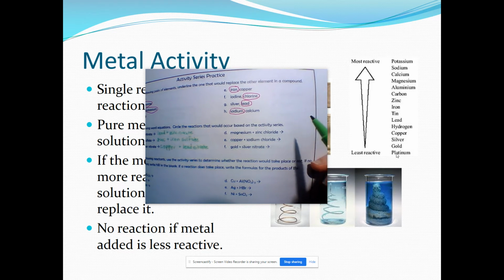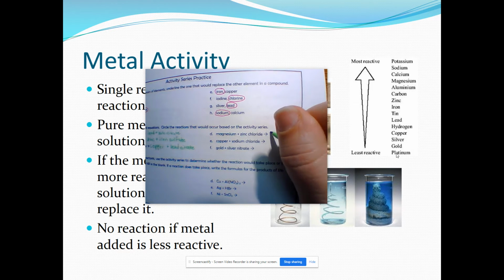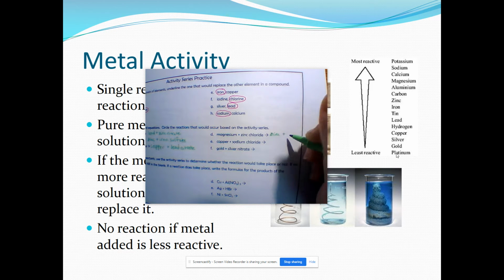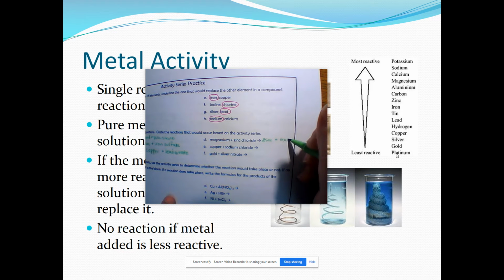All right, so magnesium and zinc chloride. So zinc and magnesium switch places. So we have zinc and magnesium chloride, kind of running out of room.